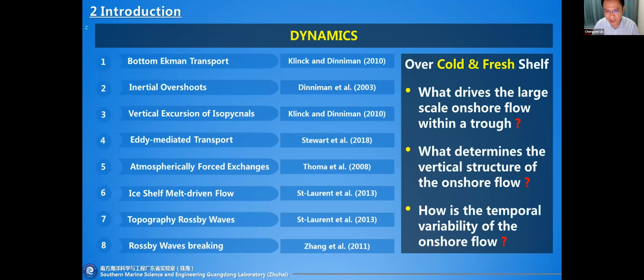A variety of mechanisms have been proposed to be responsible for cross-slope exchange. So far, there are already 8 dynamic explanations. However, the dynamic mechanisms that govern the onshore transport within submarine troughs over fresh shelf regions are still not clear. We still have 3 questions. First, on the large scale, what drives the onshore flow within the trough? Second, what determines the vertical structure of the onshore flow? Third, how is the temporal variability of the onshore flow?